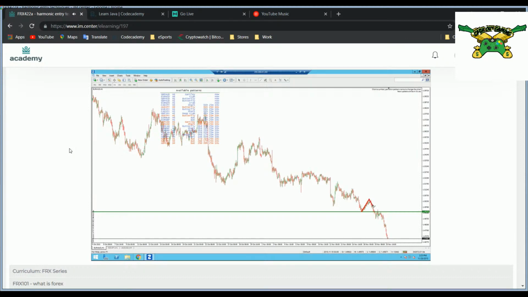What I like to do is look at pullbacks. I like to look at a rally off of the entry zone or entry area if it pushes in and then comes back up. I like that. I like to look at entries.